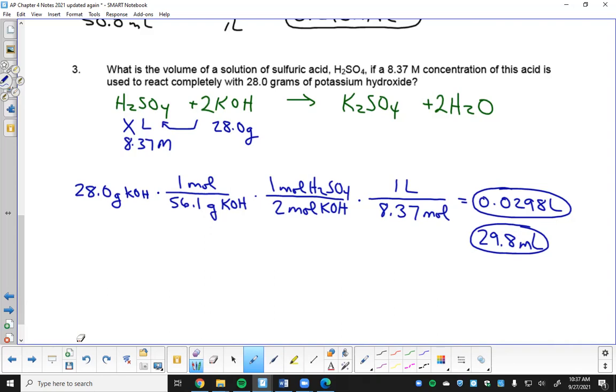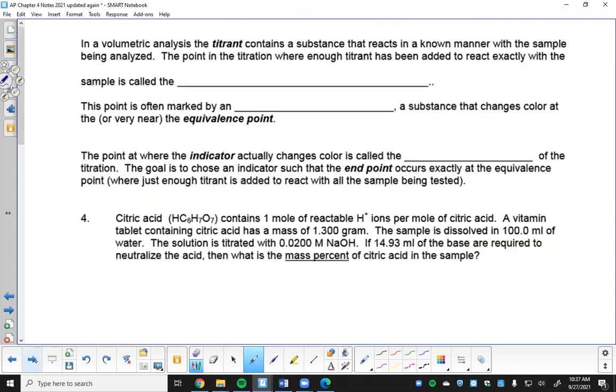Next part, I'm going to do a little demonstration, but first let's get some terminology out of the way. In a volumetric analysis, the titrant contains a substance that reacts in a known manner with the sample being analyzed. So you know what the chemical reaction is supposed to be between the titrant and the sample. The point in the titration where enough titrant has been added to react exactly with the sample is called the equivalence point.